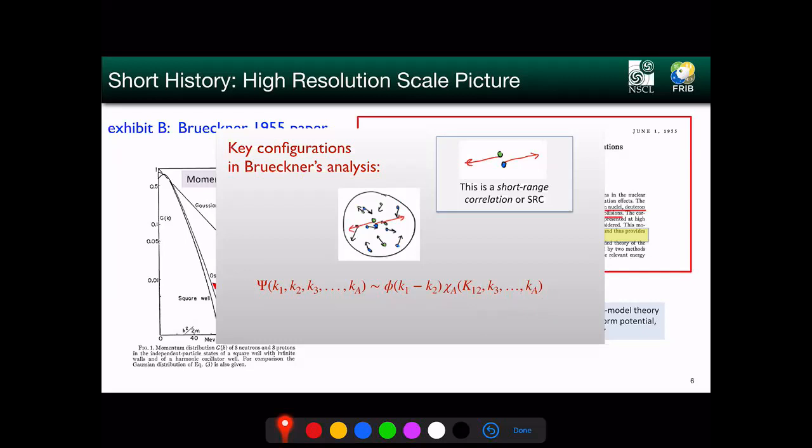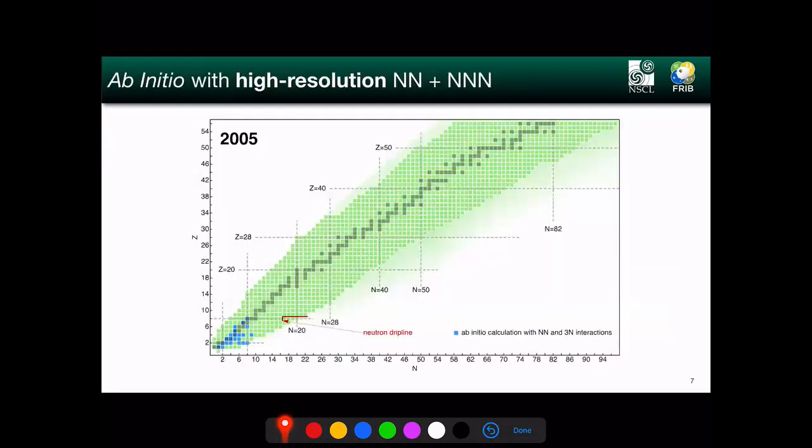And even though he didn't call it this in that paper, this is really a short-range correlation. And moreover, this factorized wave function ansatz that he identified on physical grounds really is the basis of a lot of the theoretical phenomenology that's used to analyze modern SRC experiments. Okay, so that's just kind of a broad brush intro to how the high resolution pictures of nuclear interactions came about.